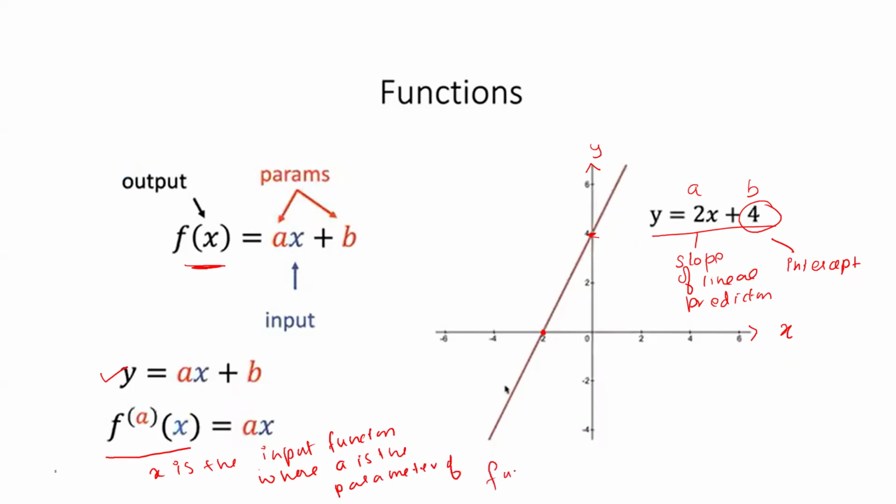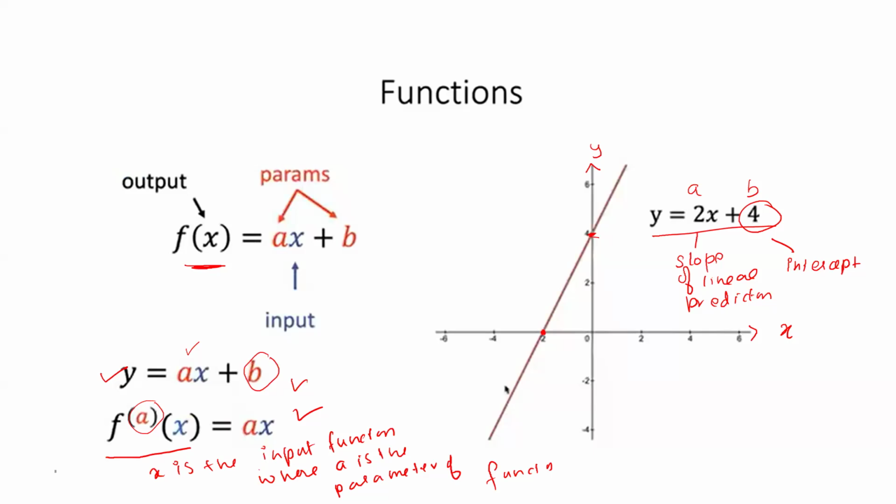A is the parameter of the function, so both actually mean the same. Here you see that y is nothing but the output, with respect to the slope that is applied to x, plus the intercept b. Now x is the input of the function, where a is the parameter of the function. This a is the parameter with respect to x, which is equal to ax.